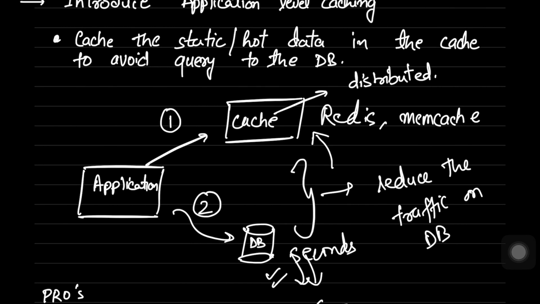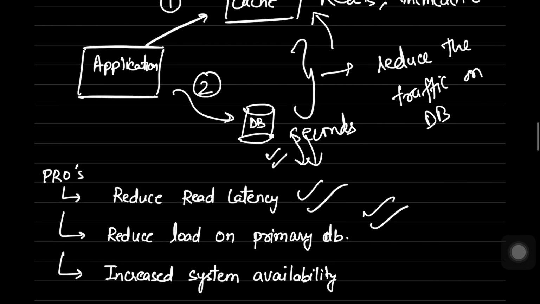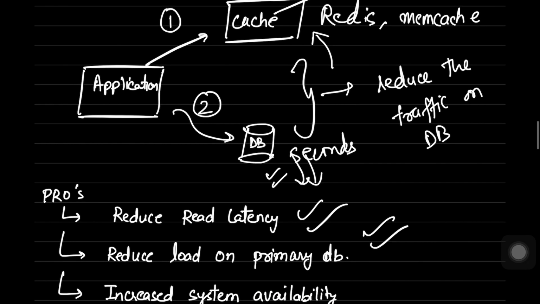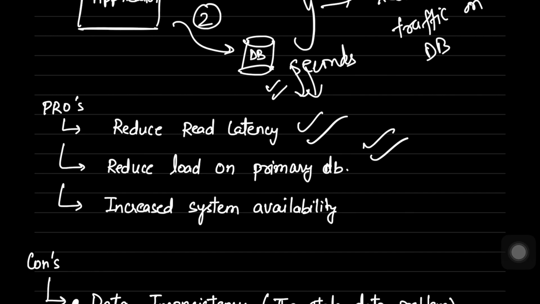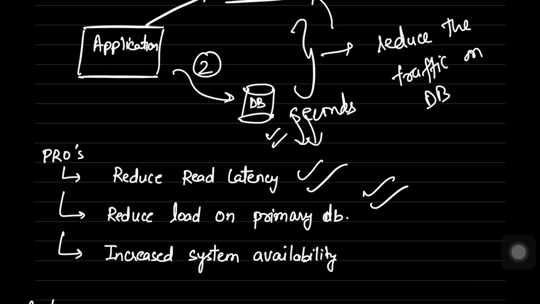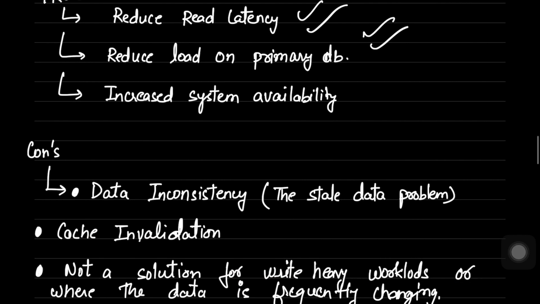One thing you have to consider is you can only cache data which is not changing too much, because then you have to invalidate the cache and update the cache as well. The pros of this approach is it reduces the read latency because you are querying the data from cache, not doing a database query. You reduce the load on the primary DB, obviously, and you also increase system availability in some sense, because if the DB is down for some time, you can still query the data from cache and serve your queries.